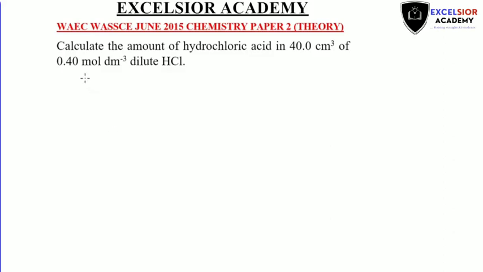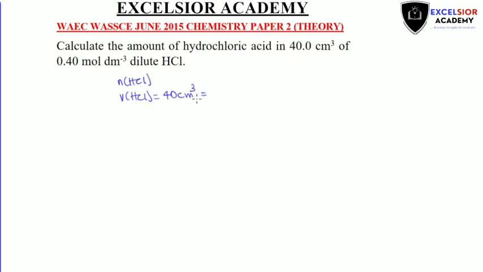Let's look at this question. It says calculate the amount of hydrochloric acid in 40 cm³ of 0.40 mol/dm³ dilute HCl. So this question is under mole concept 1. Now we have to find the amount of hydrochloric acid, that's our n of HCl. We are given our volume, the volume of HCl, to be equal to 40 cm³.